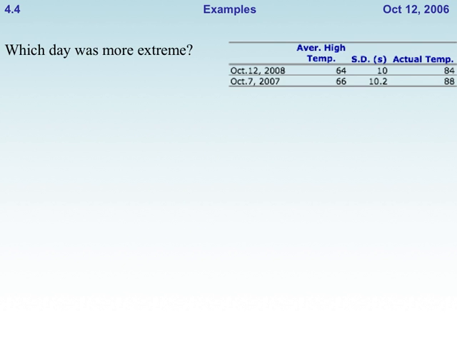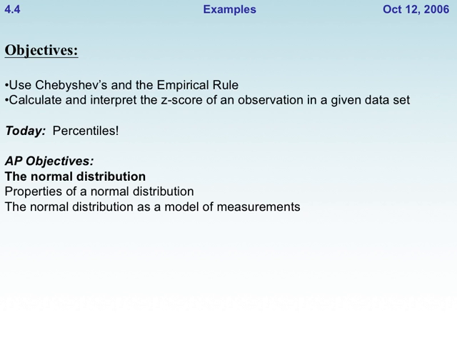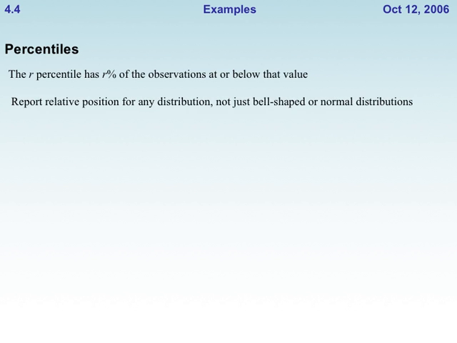Not too bad? Okay, now we've got to talk about percentiles. You've heard for the ACT, you're at the 98th percentile or something like that. If you're at the rth percentile, that means r% of the observations are at or below your value. So if you're at the 90th percentile, 90% of people scored where you did or below.